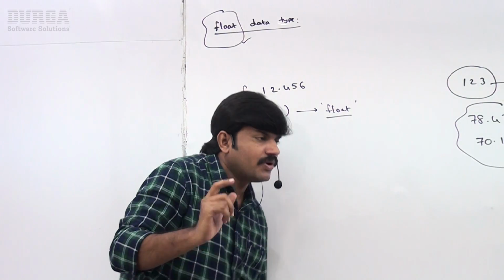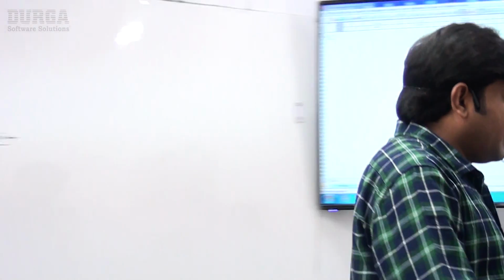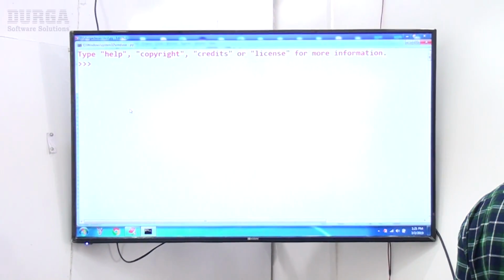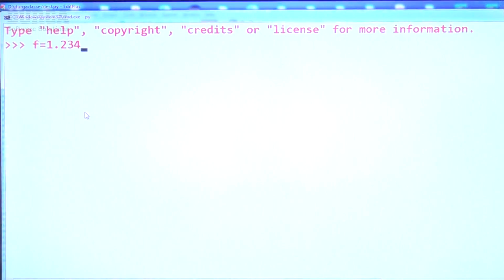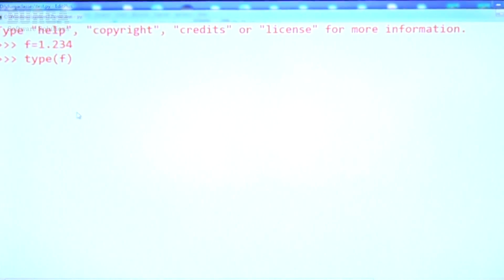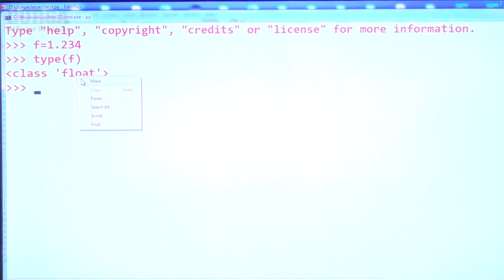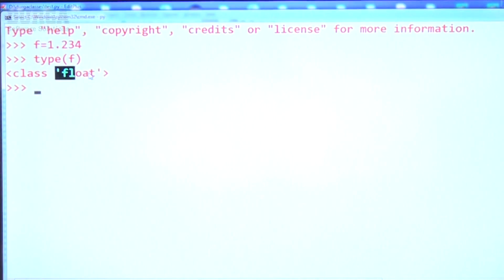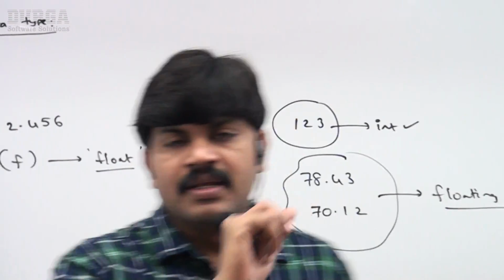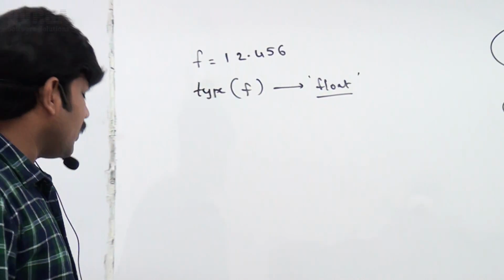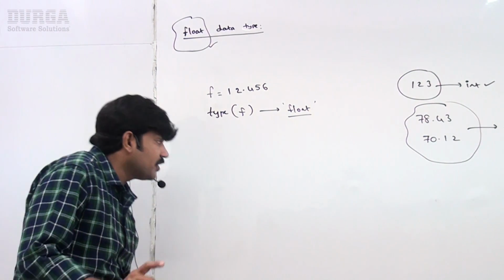Have a look once. Observe carefully here. f is equal to 1.234. What is the type of f? If I ask the type of f, it is the float type. Just observe, 1.234 is float type. To represent floating point values, we require to go for the float type. Well, here there is one very important point.